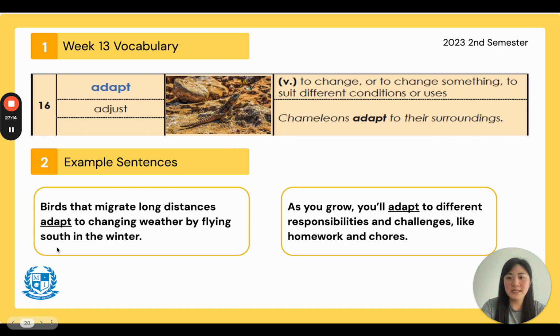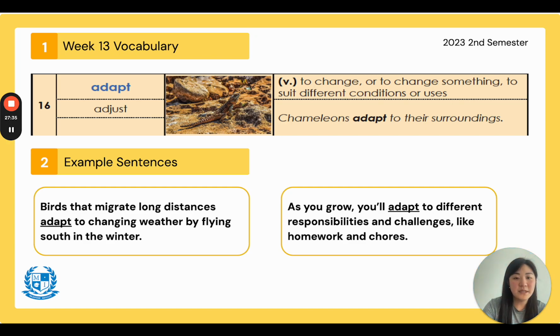Example 1. Birds that migrate long distances adapt to changing weather by flying south in the winter. So here, birds are adapting because it gets cold up in the north, so they fly south where it's a bit warmer for them to stay healthy and warm.